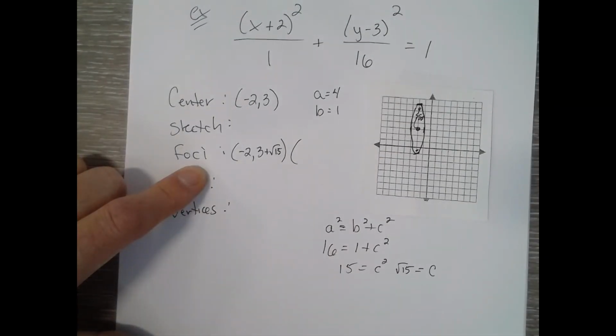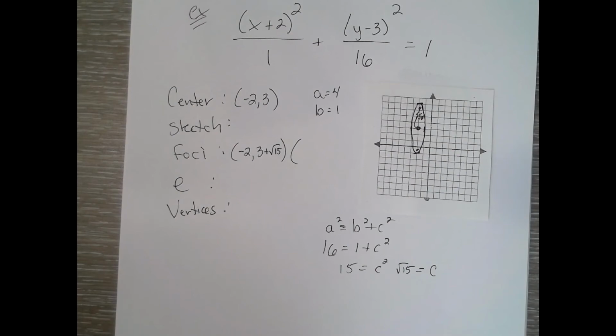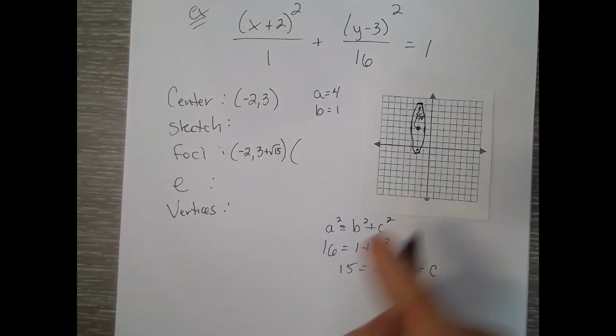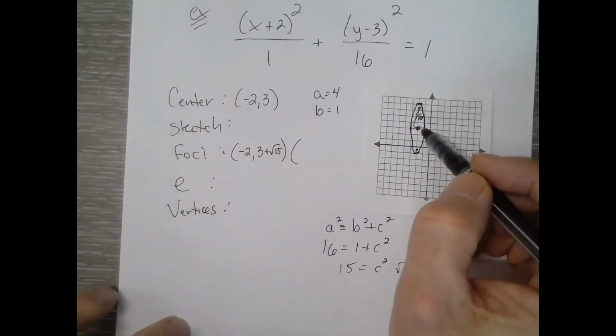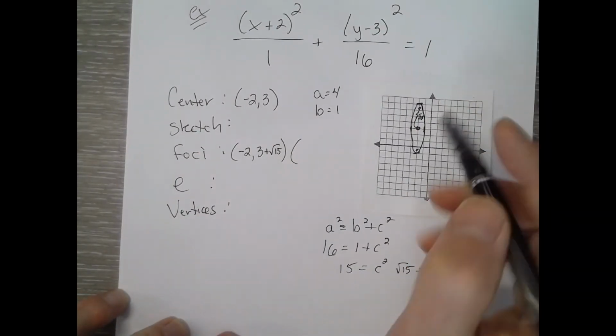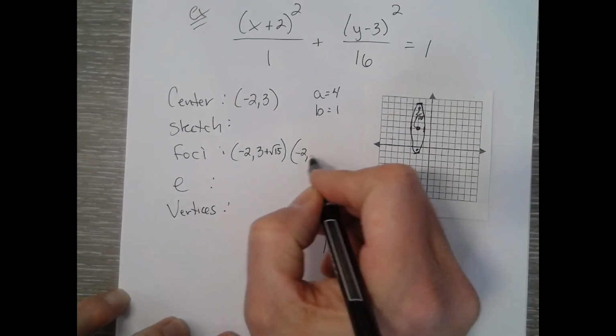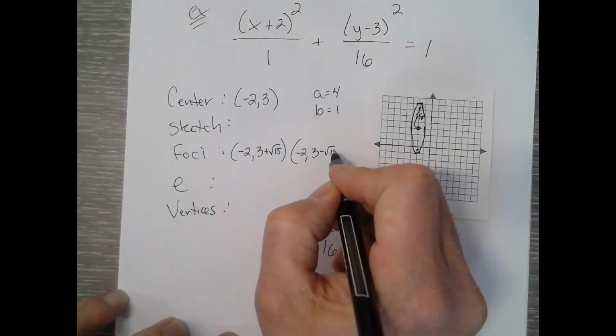Would I accept that? I would accept that, yeah. But for me, I like to be exact. I'm going to go from the center down square root of 15, so it'd be -2, 3 minus the square root of 15. Those are my two foci.